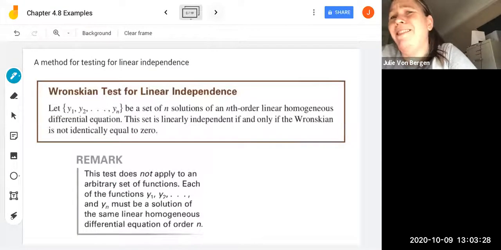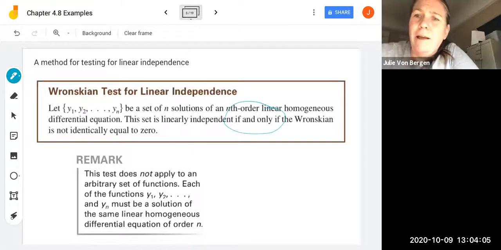So the Wronskian gives us a method for testing for linear independence. Let y1 through yn be a set of n solutions of an nth order linear homogeneous differential equation. Then this set is linearly independent if and only if, in both directions, the Wronskian is not identically equal to 0. So what the Wronskian gives us is a way to check if solutions are linearly independent or not.